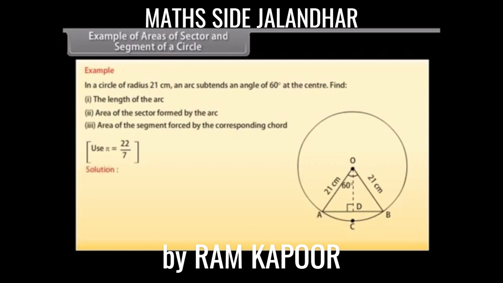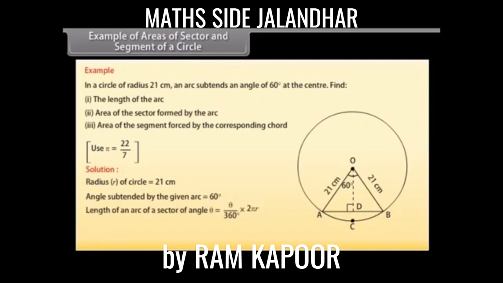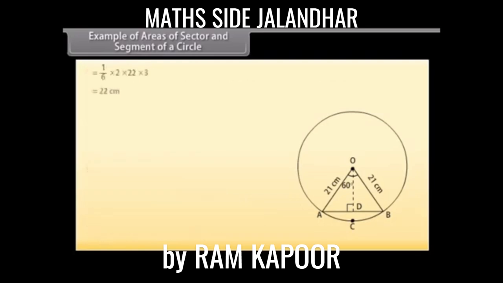Solution. Radius r of the circle is equal to 21 centimeters. The angle subtended by the given arc is equal to 60 degrees. We know that the length of an arc of a sector of angle theta is equal to theta upon 360 degrees into 2 pi r. Therefore, the length of arc ACB equals 22 centimeters.